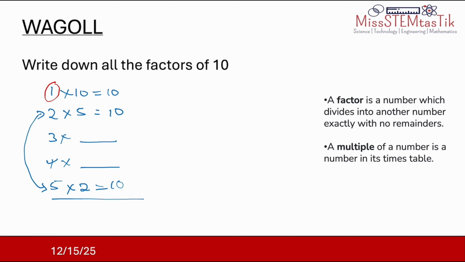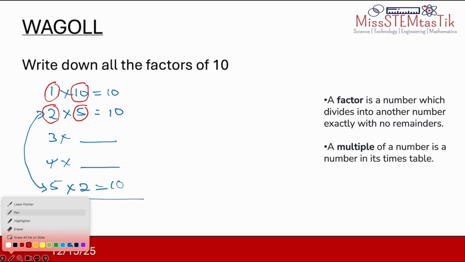So 1, 10, 2 and 5, these are the 4 factors of 10, and then I can just write them out separately here next to the question. So write down all the factors of 10, and they are 1, 2, 5 and 10.